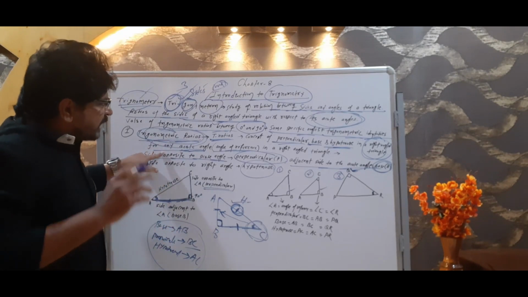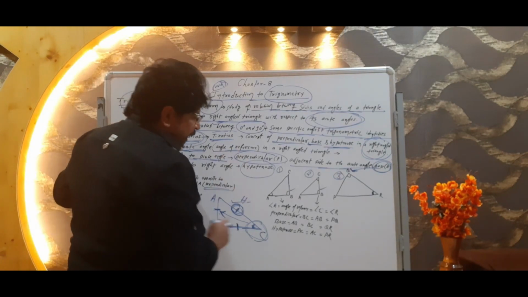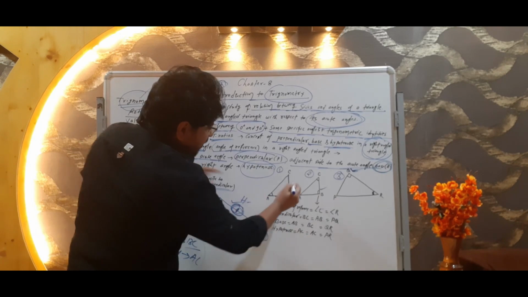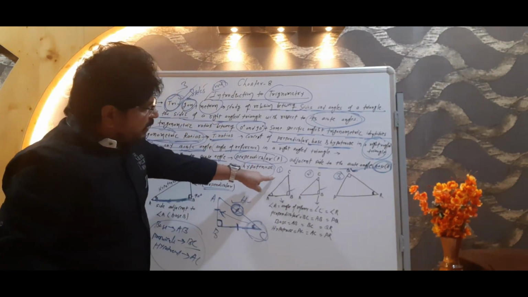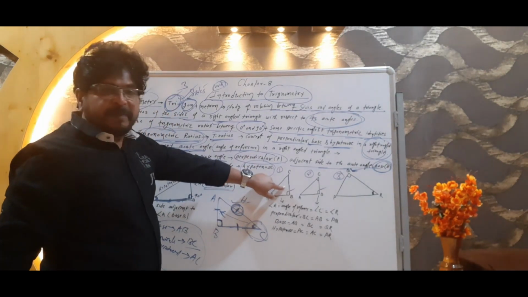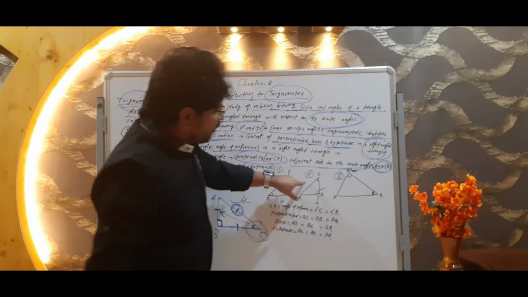मैंने क्या बताया था आपको? Side opposite to acute angle. This is acute angle, and which side is opposite to acute angle? This is BC. तो भाई देखिए in figure number 1, what would be the perpendicular? BC. Here perpendicular is BC. Now you have to apply the same concept for figure number 2.